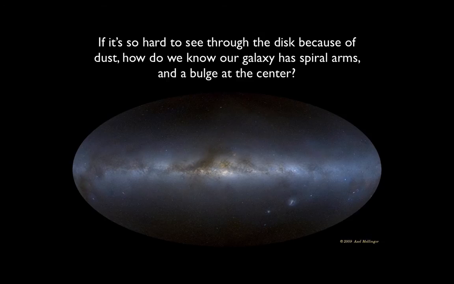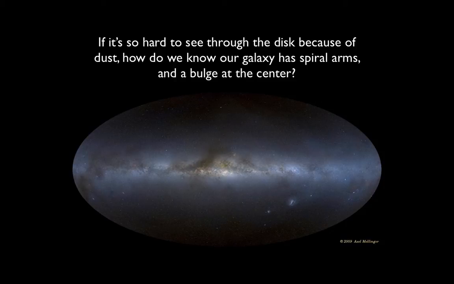So if it's so hard to see through the disk because of all of that dust, then how do we know that our galaxy has spiral arms and also a bulge at the center? I mean, if it's so hard to see into the disk, then how do we know for sure that our galaxy looks like this when seen from the outside?